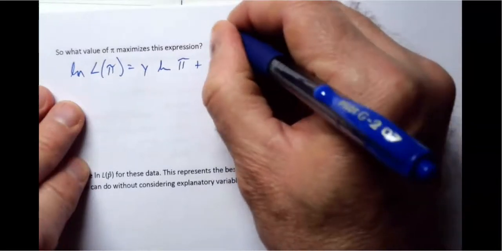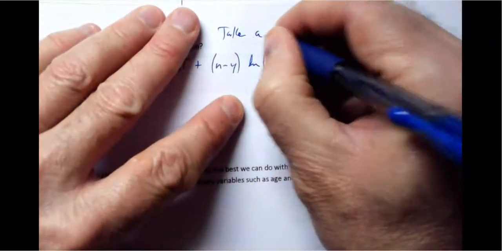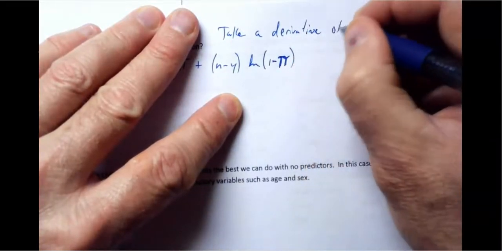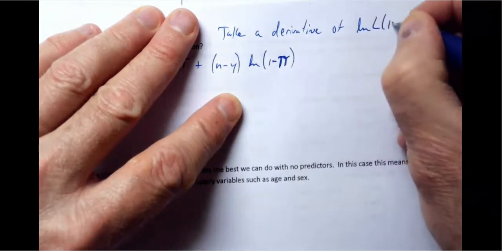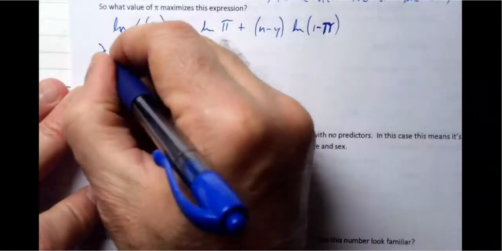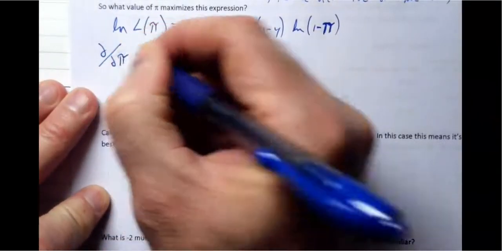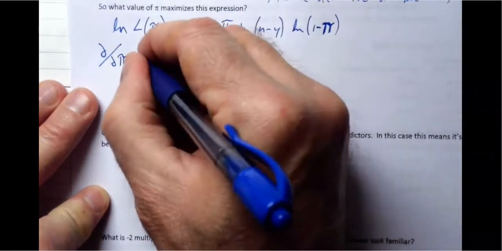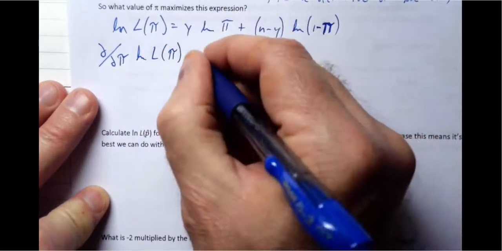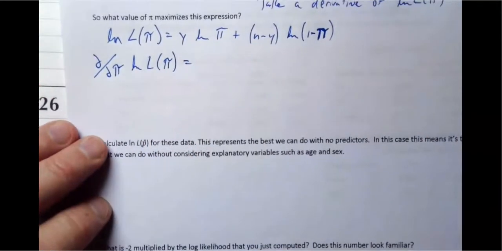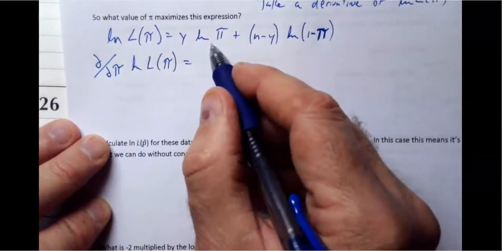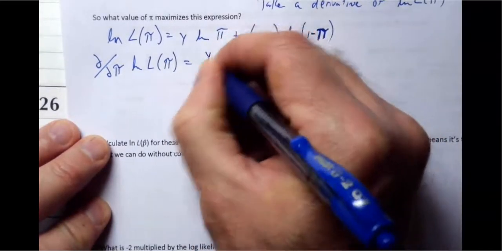So how do we do this? We're going to take a derivative of the log likelihood function. I'm going to take a derivative with respect to pi, that's our only parameter in this model. The derivative of the log, taken with respect to pi, is just 1 over pi. So this would be y over pi.